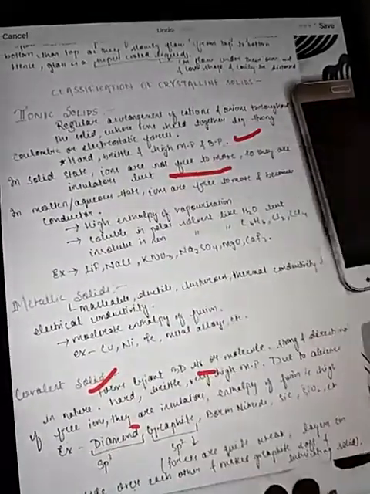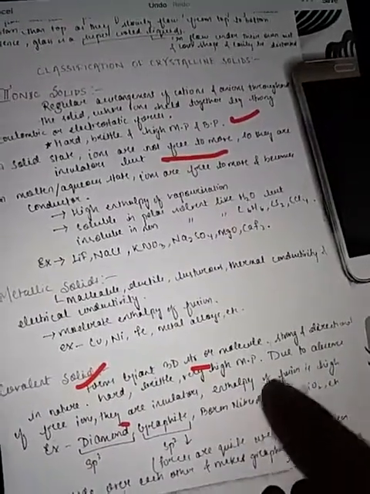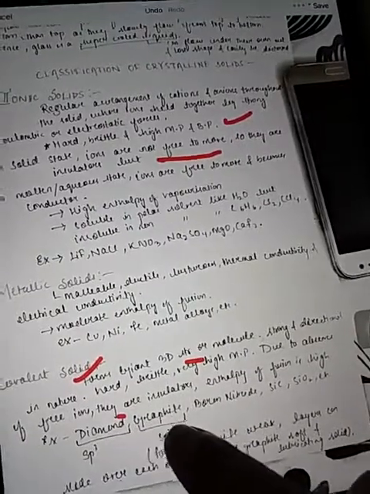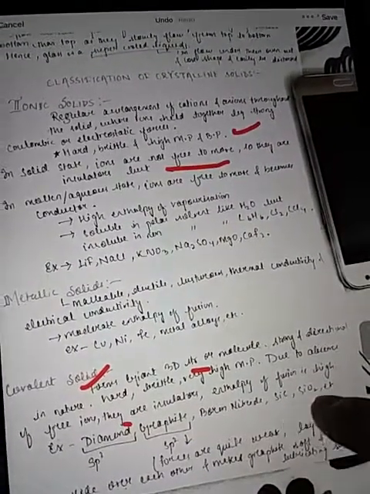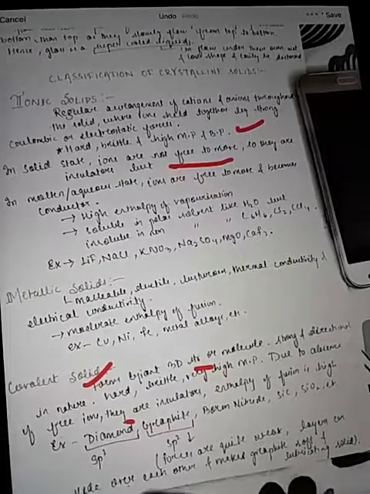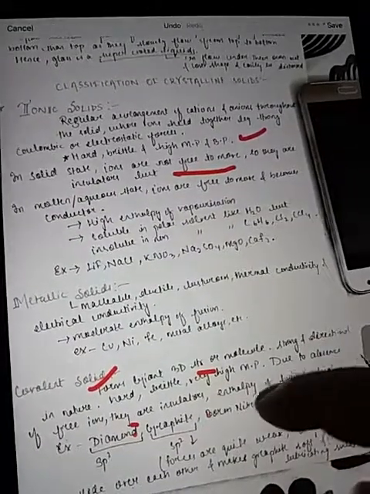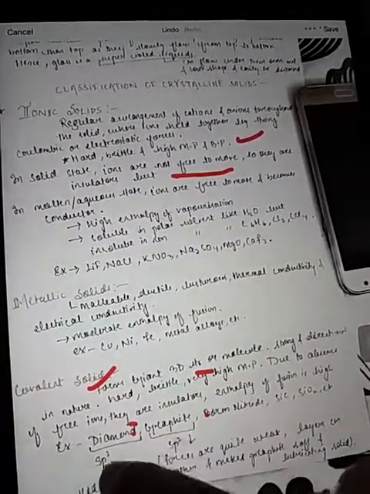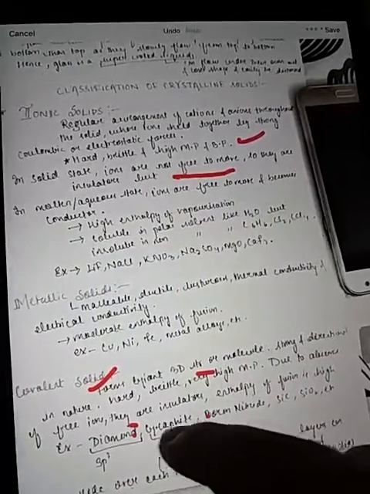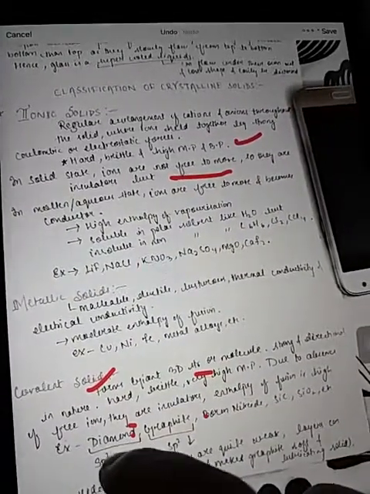So if it asks you why the covalent solid is an insulator, and why the solid state of an ionic solid is an insulator but in molten state it is a conductor, you can write: the only reason is the absence of free ions. Enthalpy of fusion is high. Examples: diamond, graphite, boron nitride, SiC, SiO2. As I said, diamond is sp3 hybridized and graphite is sp2. It is covalent, it is included in the covalent solids, but fullerenes will not be included in the covalent solid.